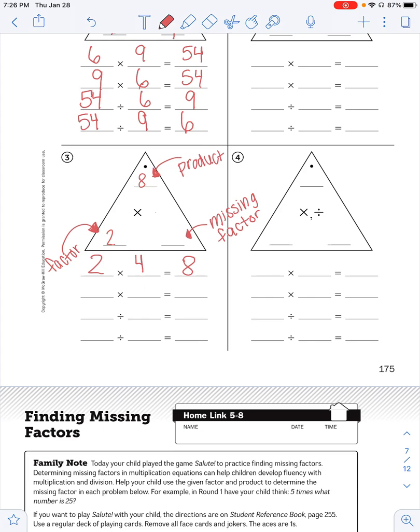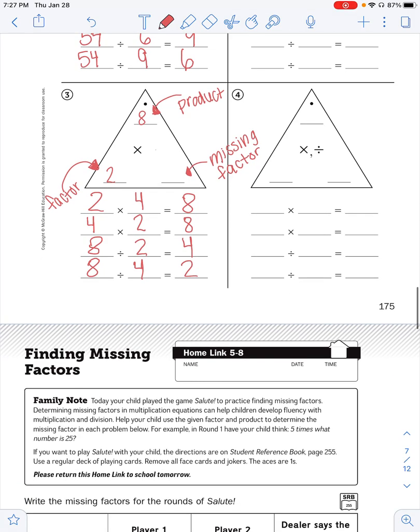So even if they don't give you all the numbers, you can figure out the missing factor by saying out loud, 2 times what equals 8? And then I can fill in the rest of these too. I flip-flop those numbers again, because 4 times 2, that also equals 8. And it also can become a division problem. 8 divided by, doesn't matter which one, 2 or 4. 8 divided by 2, it equals 4. And 8 divided by 4, it equals 2.